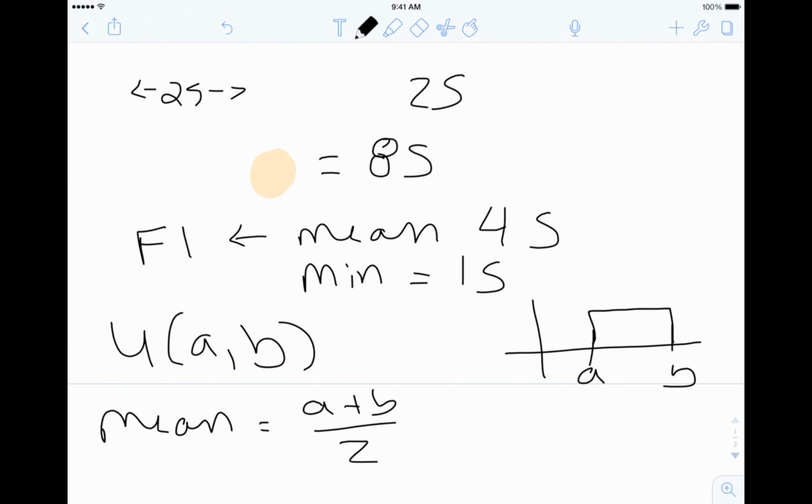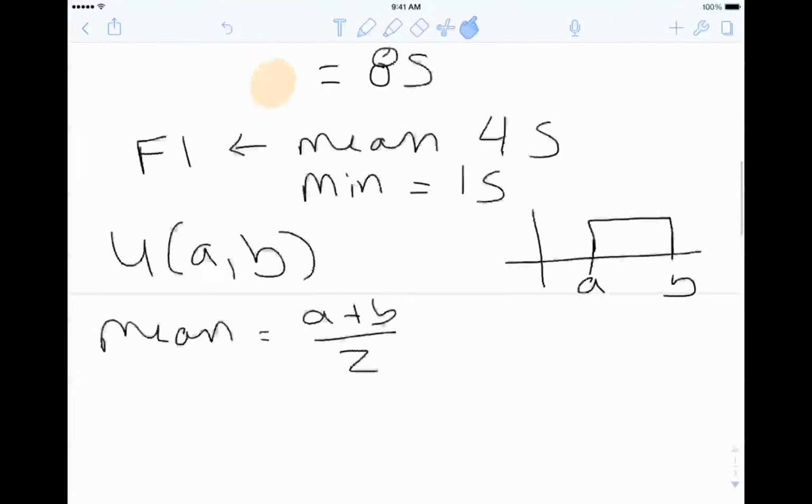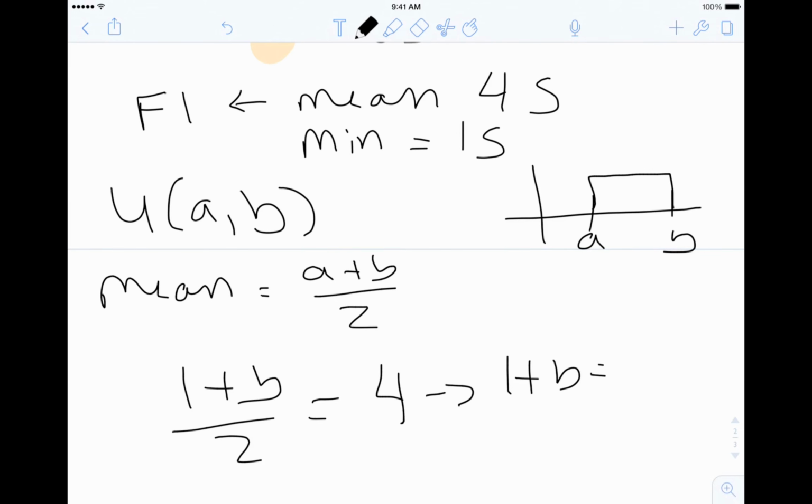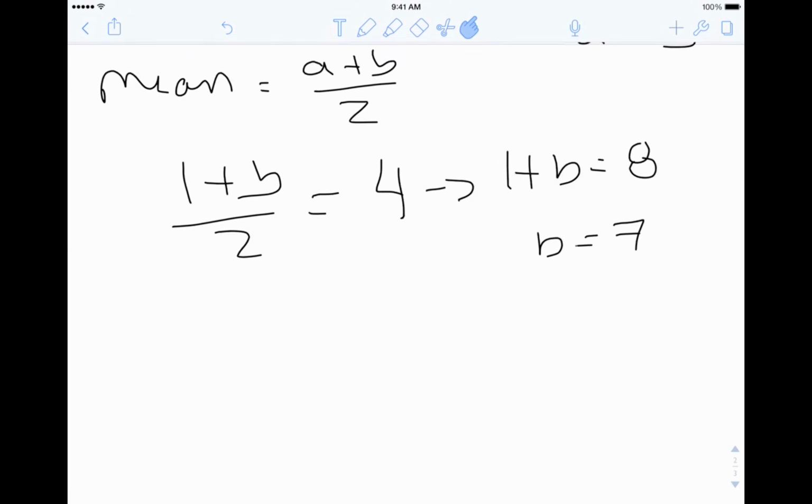So here, in this case, we want our mean to be 4 seconds, the min to be 1 second. So you kind of just reverse engineer this. So the min is, say that's A. So we have 1 plus B over 2. We want that equal to 4, which implies 1 plus B equals 8, which means B equals 7. So we want to use a uniform 1, 7.